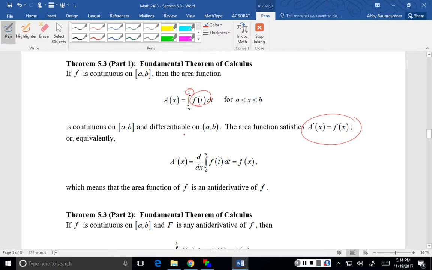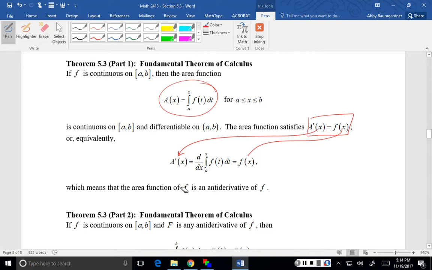Another way to write this is to say, okay, here's this function right here. If I take its derivative, so if I take the derivative of A of x, you see the A prime of x then. But if I take the derivative of the left side of the equal sign, I've got to take the derivative of the right side as well. So that's where that dx is coming from. And then they're just taking this statement right here and throwing it in, right? Because you already have the A prime, so they're just adding in this extra stuff here. All right, so this means that the area function of f is an antiderivative of f.